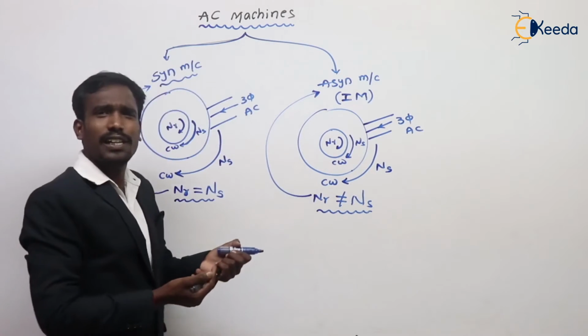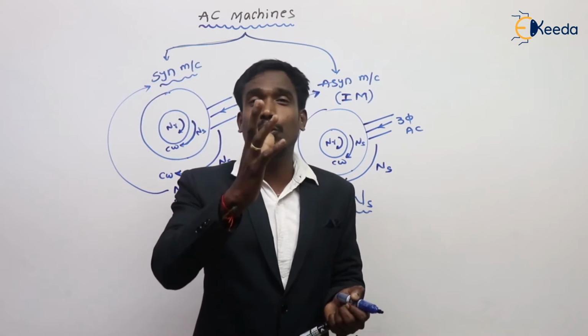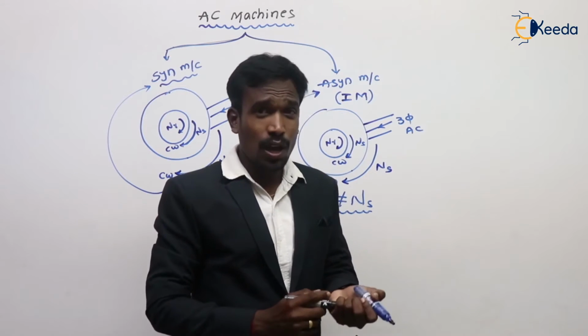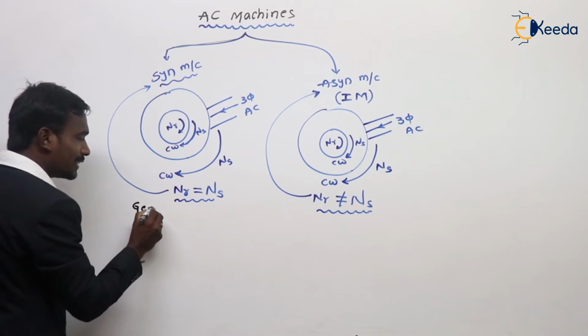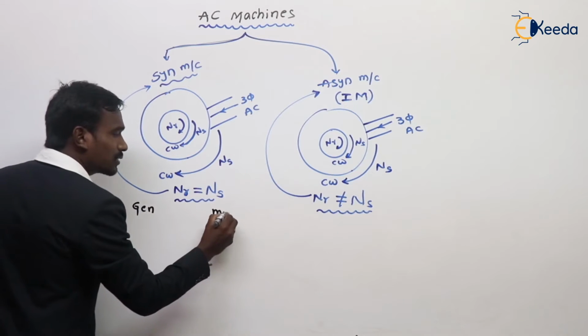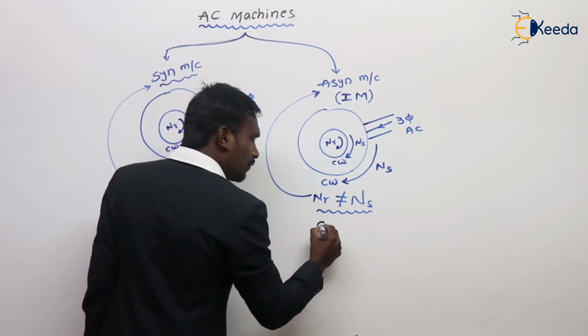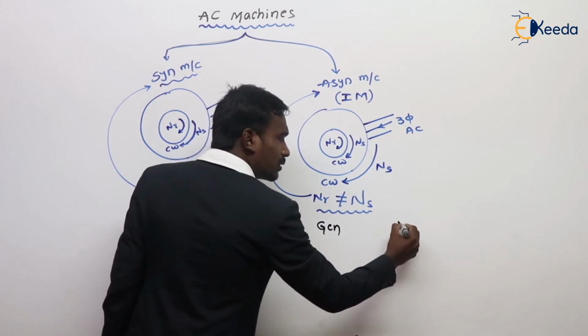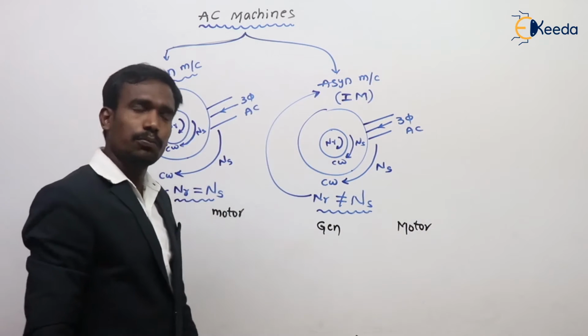Generally, every machine operates in two modes. Yes or no? One is called generating mode and the other one is called motor mode. Every machine operates in two modes of operation: one is generator and the other one is motor.